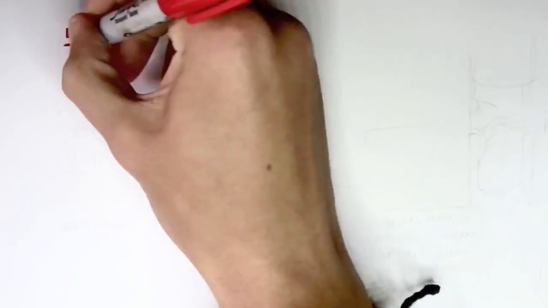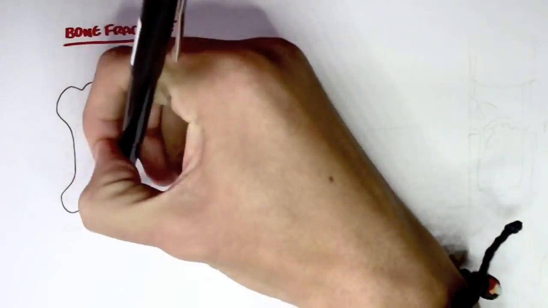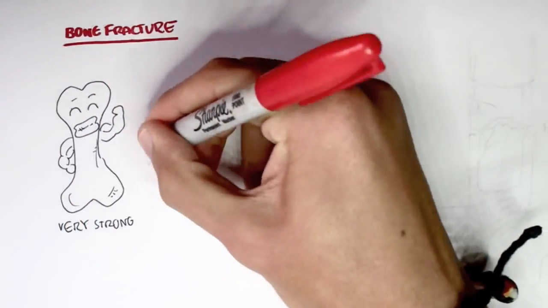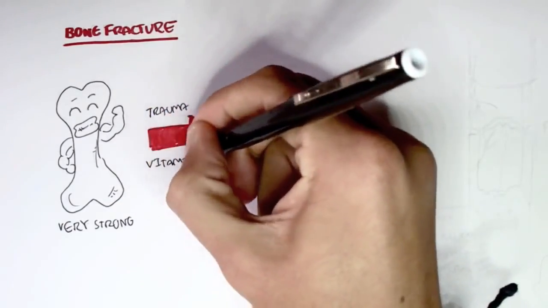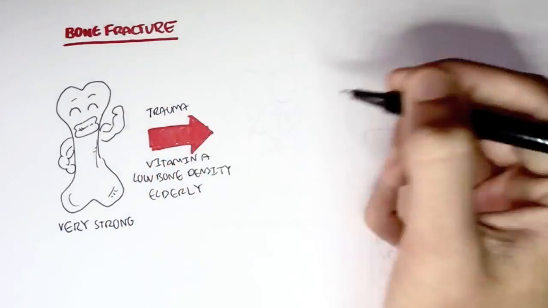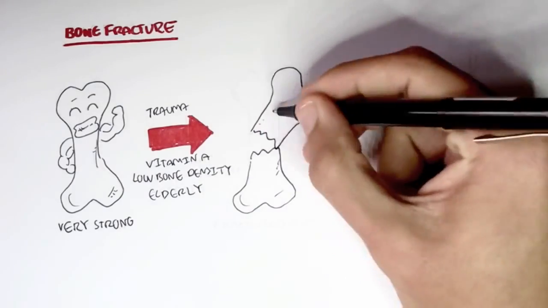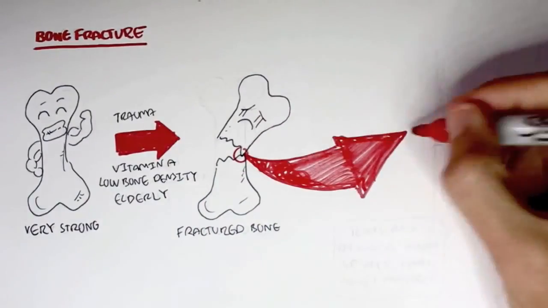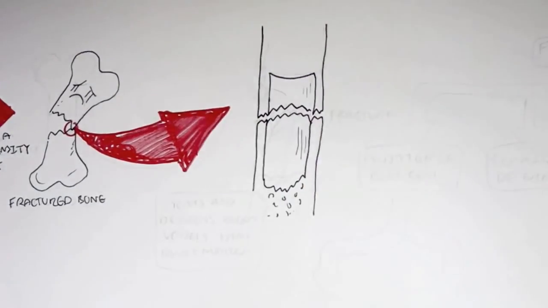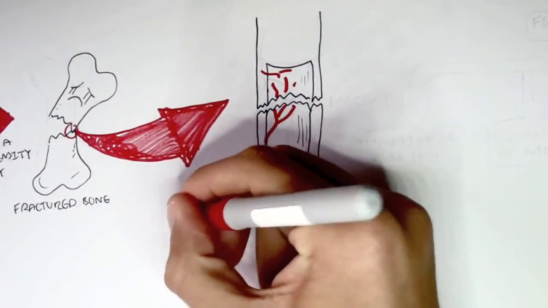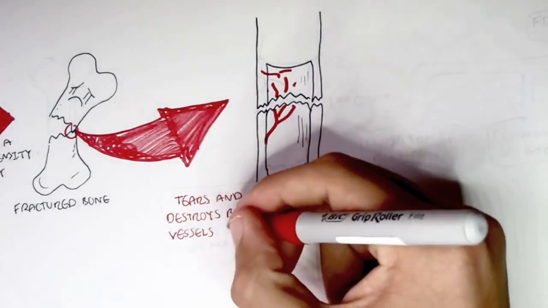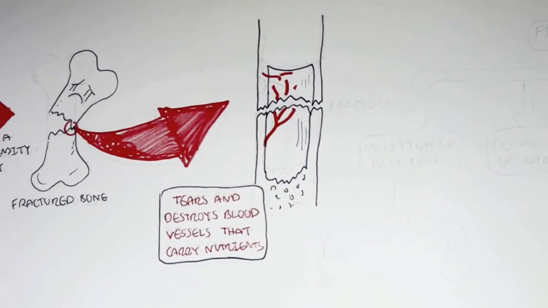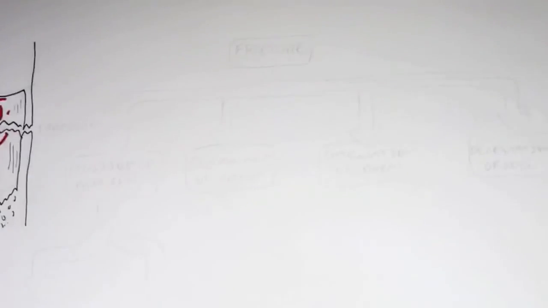So this video is going to talk about bone fractures. Bones are usually healthy and strong, and they sustain us with movement, etc. However, due to some form of trauma, vitamin A deficiency, low bone density, or being old, bone fractures can occur. Bone fractures can lead to tears in blood vessels, which carry nutrients to the bone, which will cause some problems. But our body obviously has some mechanism to repair bone fractures.